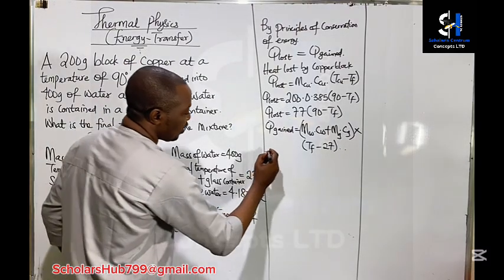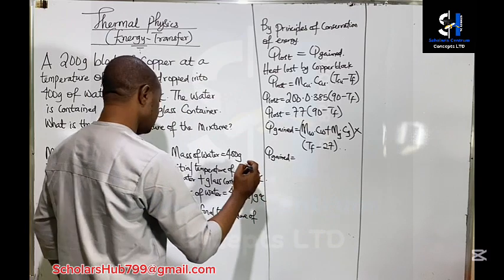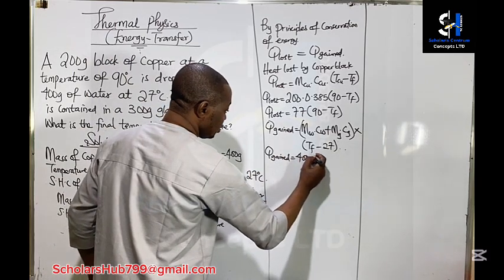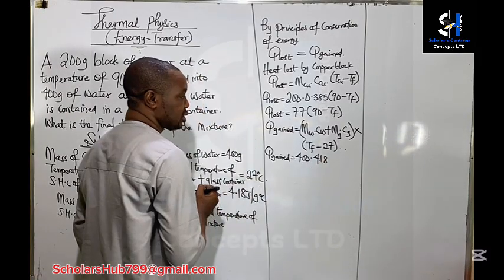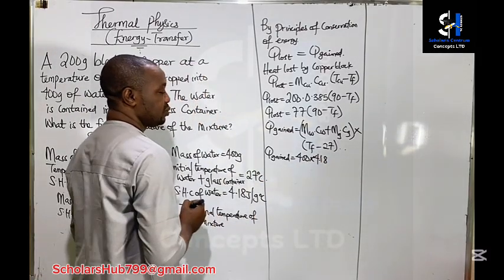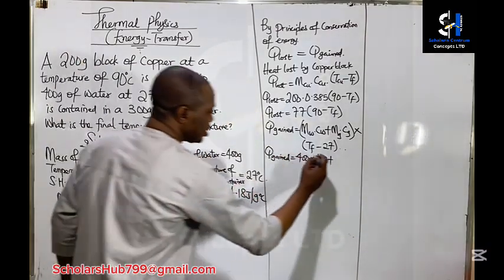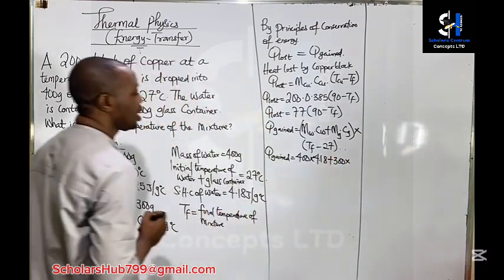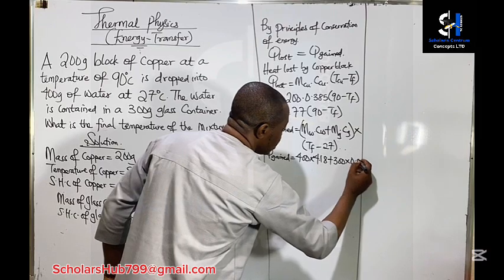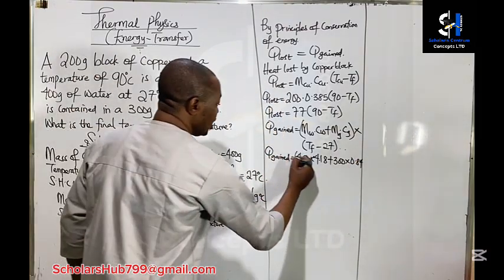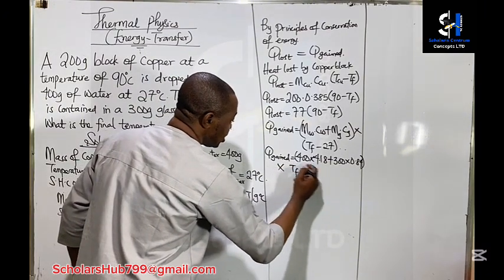So let's plug in the values. Q gained, which is the heat gained: the mass of water is given to be 400. We multiply it by the specific heat capacity, which is 4.18. So 400 times 4.18, plus the mass of the glass container, that is 300, multiplied by the specific heat capacity of the glass container, which is 0.84. Then that will be multiplied by TF minus 27.